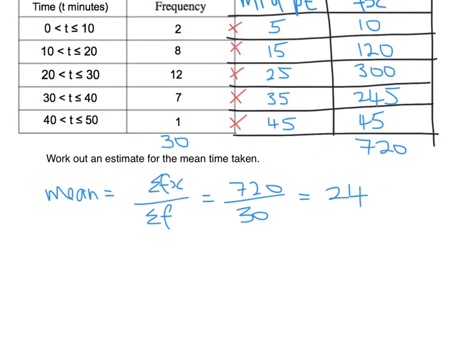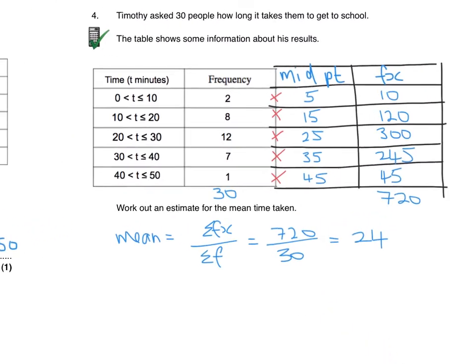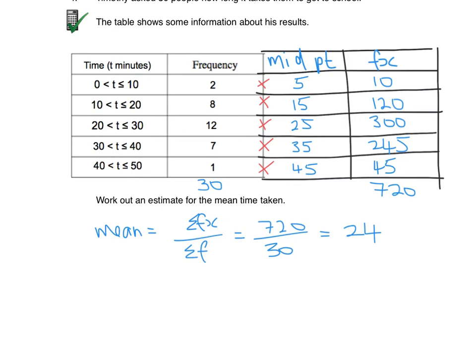We'll write that down in the answer line: 24 minutes. Just a wee check: whenever you get your value, 24 would appear here between 20 and 30. If your final answer wouldn't appear in one of these columns, then you've made a mistake and you should go back and try again from the beginning.